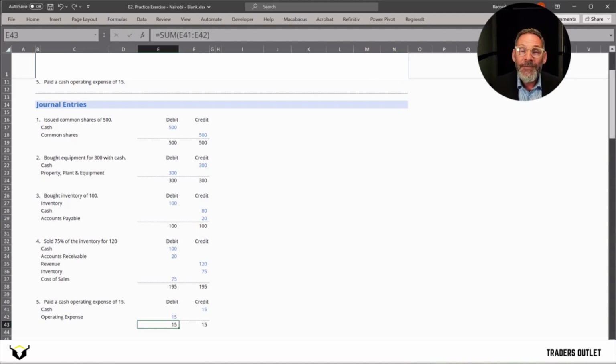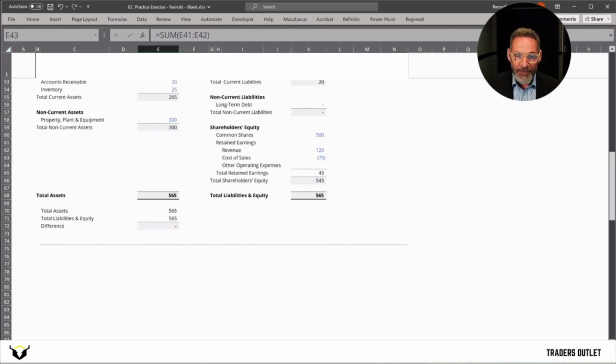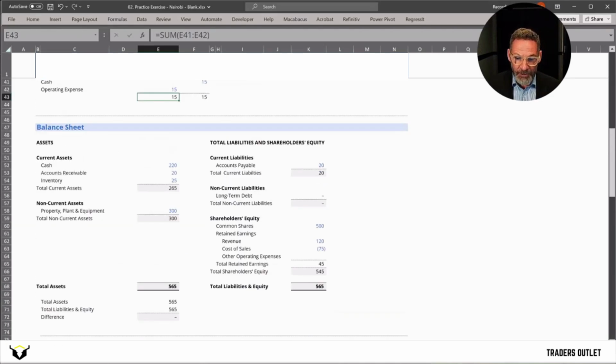Now let's put that final entry on the balance sheet, and we will be done. So we have an other operating expense of 15, but we also paid for that with cash. So our cash is going to go down by 15. Our balance sheet balances, congratulations.